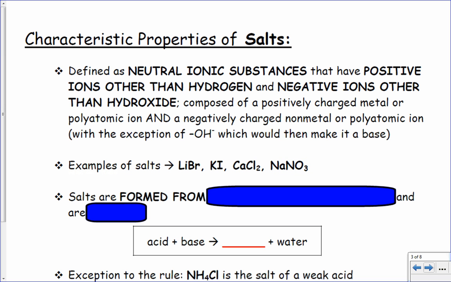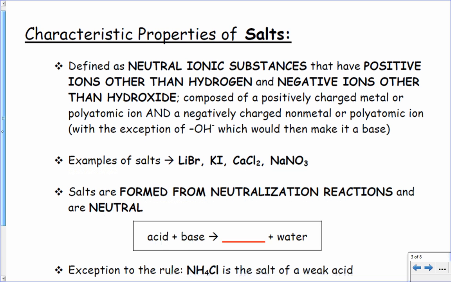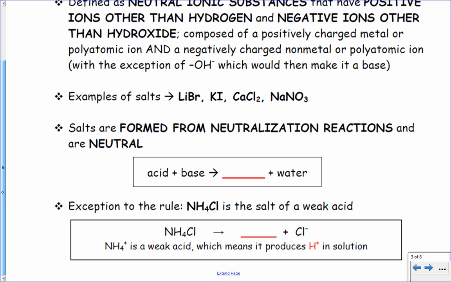Okay, salts are formed from a neutralization reaction, and they are neutral. They're neutral because when they dissolve in water, they don't produce the H+ ions or the OH- ions because they've lost them when they were neutralized. So an acid plus a base becomes a salt plus water. Now this is a generic salt. Any salt. It doesn't have to be NaCl, which it was a bunch of other times.